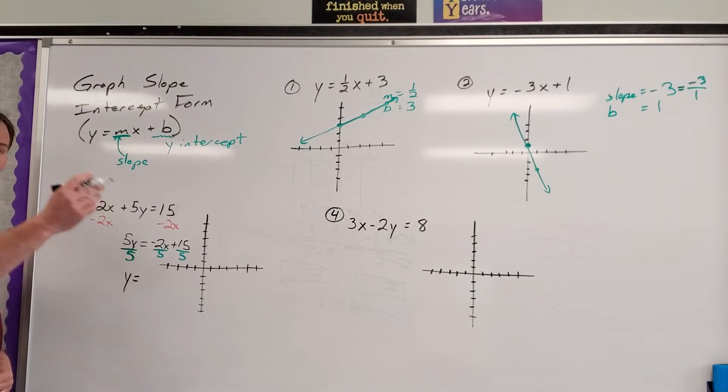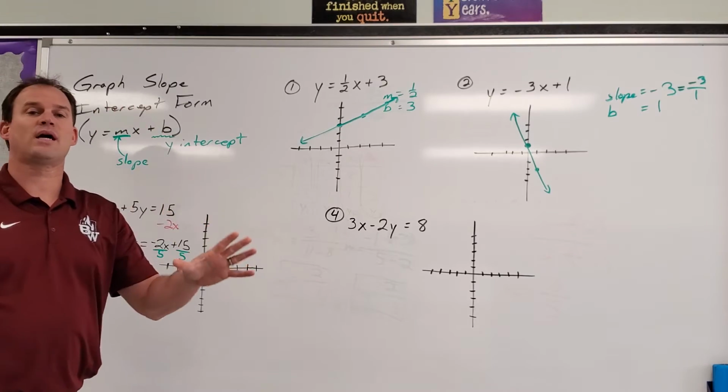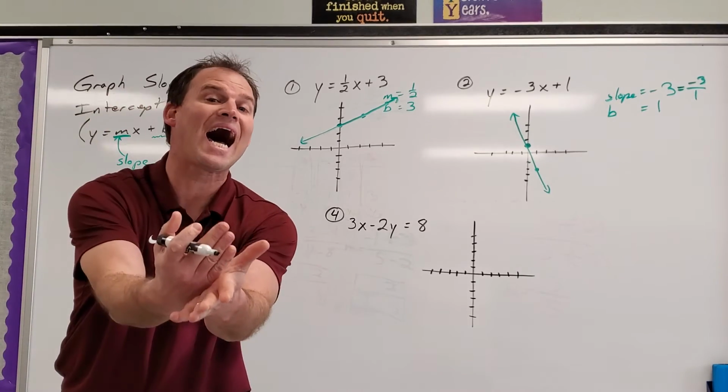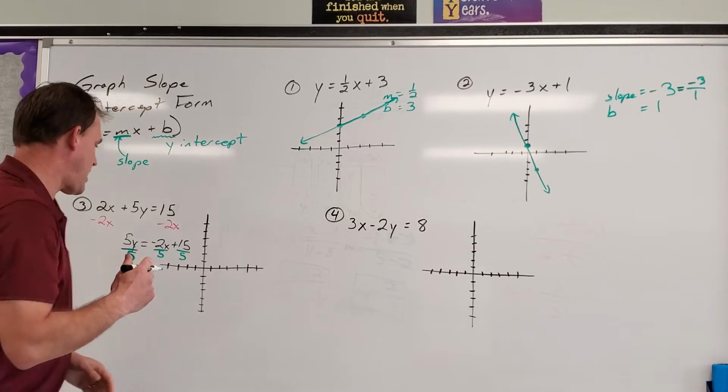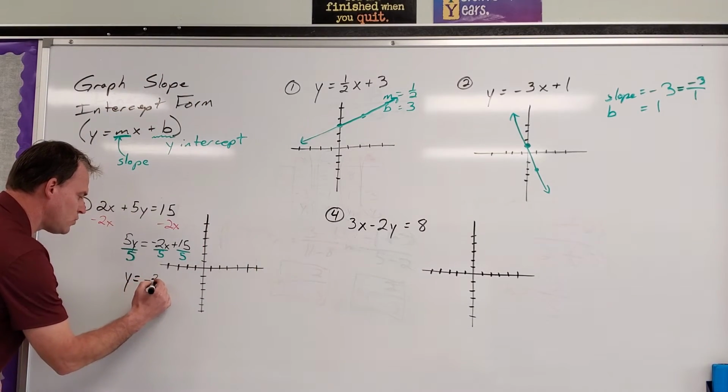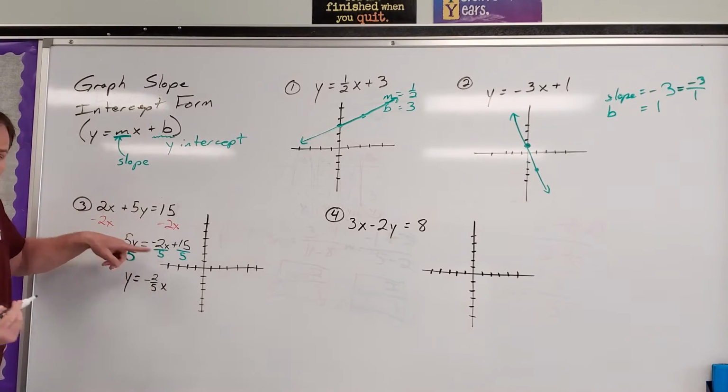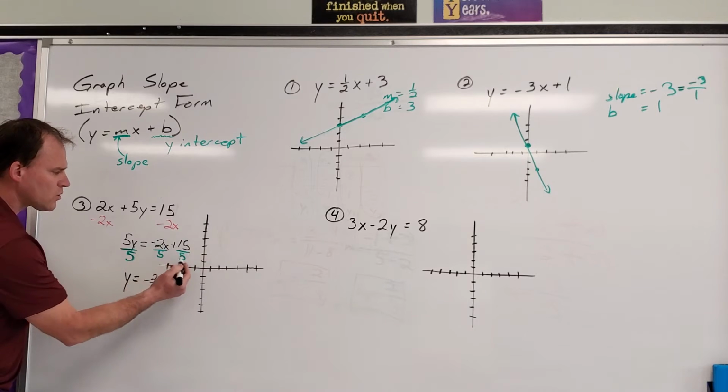What's going on here? Very simple. Don't overcomplicate your life. Do not go to a calculator here. Just simply write the fraction. -2/5 x. Where'd that come from? Well, the -2 and the 5, right there. All right, pretty simple.